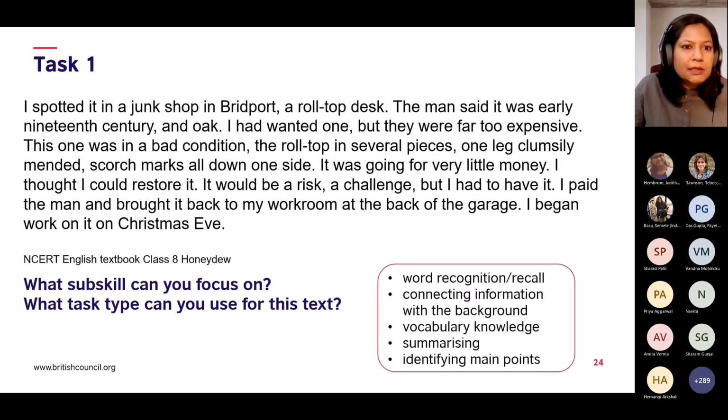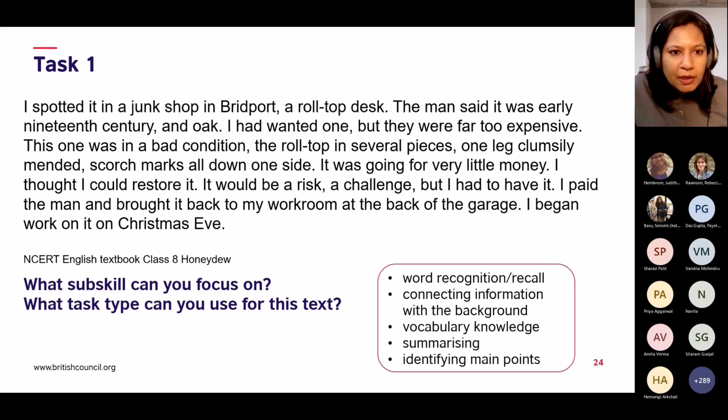Yes, mapping, Manju, yes, that's correct. So just to jump into practice, here's one task. There is some text on the screen for you. This is a reading task, but for those who are on phones maybe and cannot read, I'm just quickly going to read it out for you. We are going to do a similar thing here where we're going to look at sub-skills that we may want to focus on and task types that may suit this text, right?